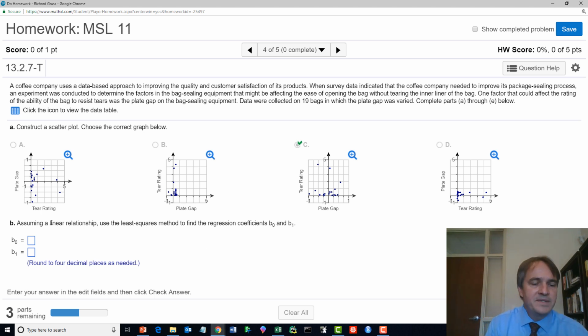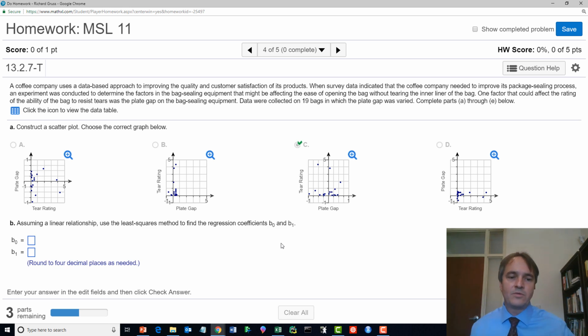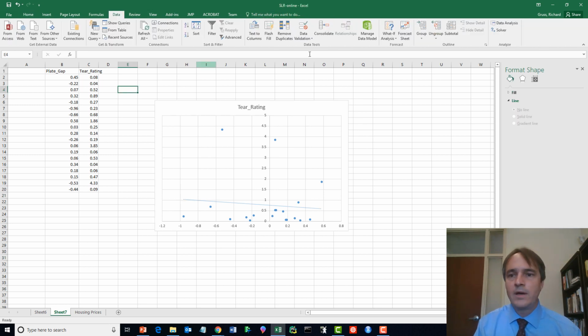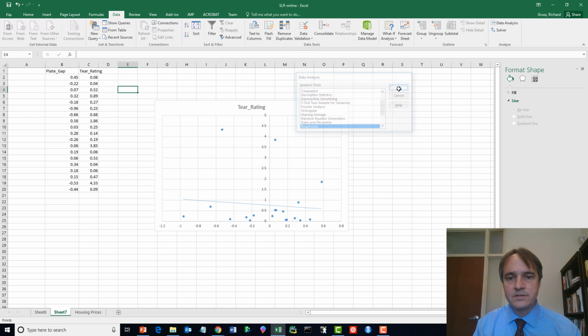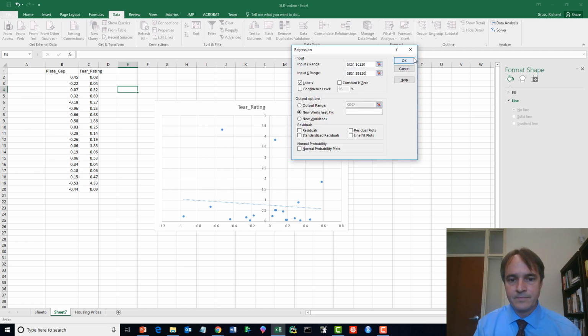Now, assuming a linear relationship, use the least squares method to find the regression coefficients. Okay, so all this means is to just do the regression and find beta naught and beta 1. So we can do that by right-clicking, but let's go ahead and do the regression the official way. So data analysis, regression. Okay, so my y now is the tear rating, so that's my dependent variable. X variable is the plate gap. And notice that that can be negative. Okay, I'm going to keep the labels on there.